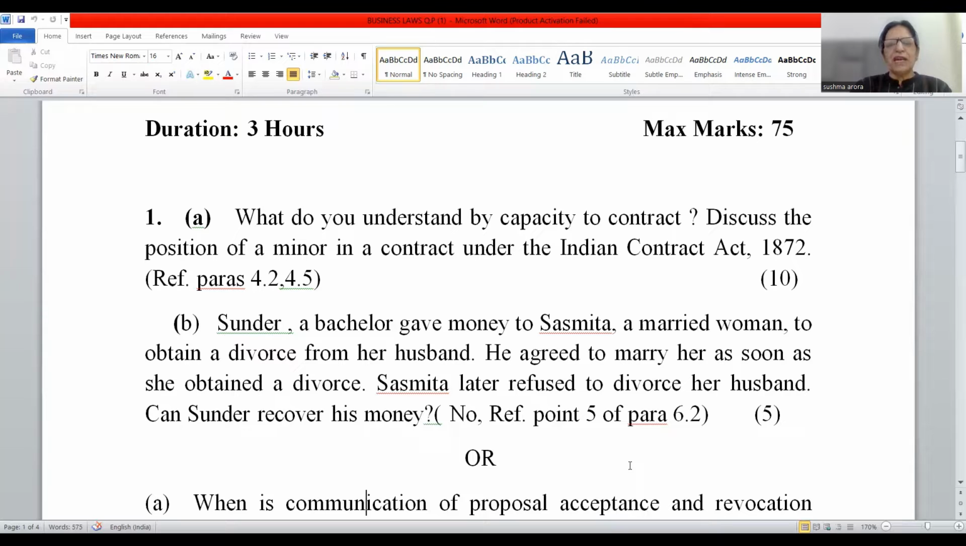In this case, Sundar has given the money to Susmita, who was a married woman, to obtain divorce from her husband. And she did not obtain divorce from her husband. Can Sundar recover his money? No, Sundar cannot recover his money because this agreement is against good morals.